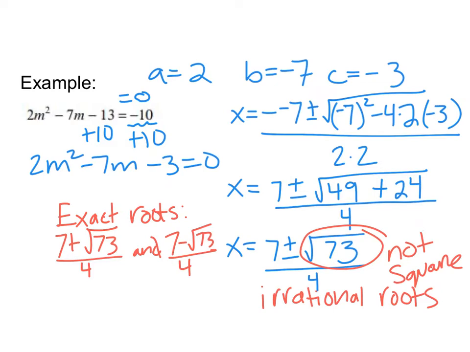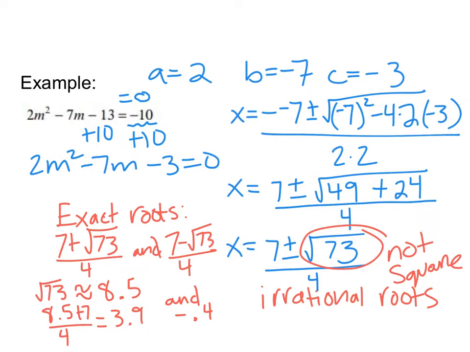If I want roots that are more useful, that give me a better sense of where these numbers might actually be, then I'm going to grab a calculator, or the calculator option in Desmos, and I'm going to type them in. So my calculator tells me that the square root of 73 is approximately 8.5. So then I can use that to find my decimal equivalents. So I get about 3.9 for the first one and about -0.4 for the second one.